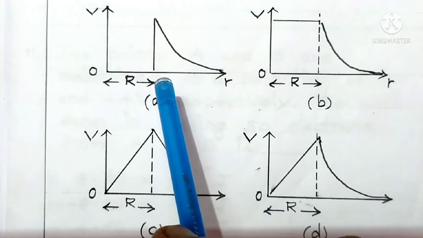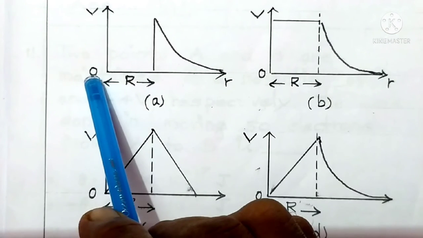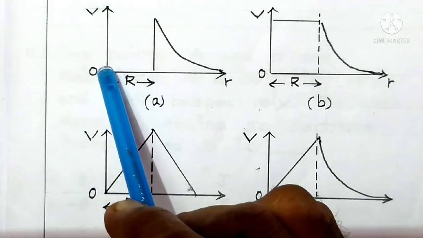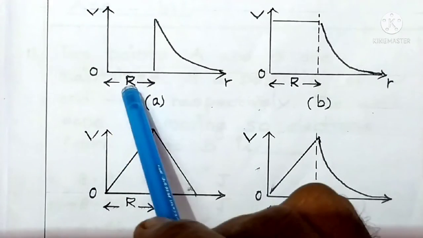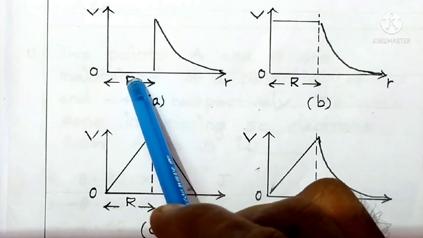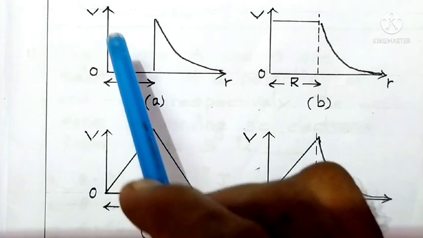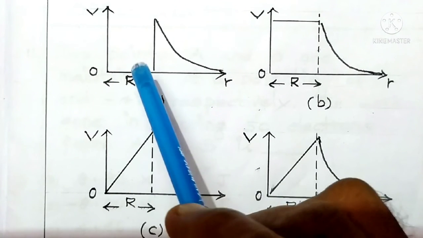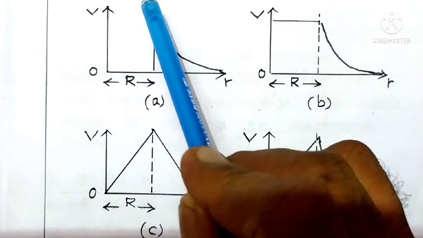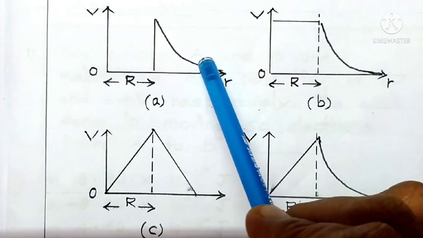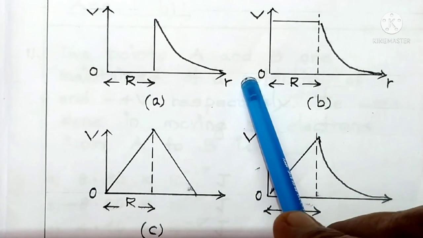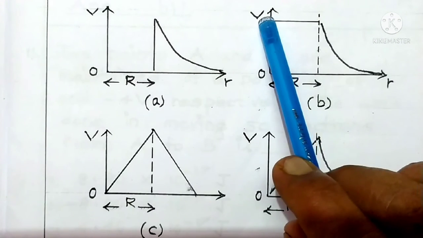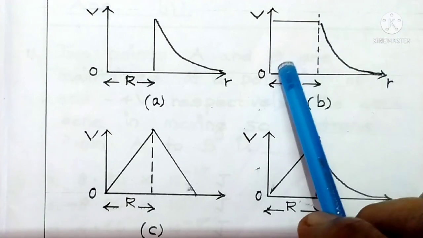As per this graph, from O to this length, this is the radius of this spherical shell. So here nothing is there, there is no graph at all. So there is no electric potential within the shell, inside the shell. That's what the graph shows. And outside the shell, the electrostatic potential decreases with increase in radius. That's what it says.